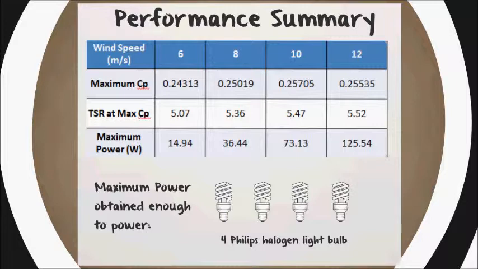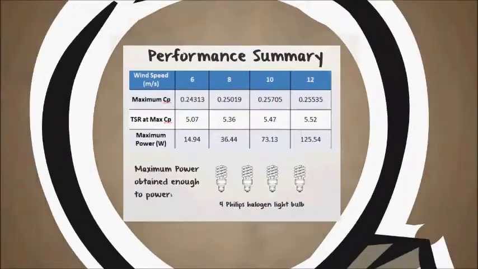Due to careful structural considerations during the design stage, the wind turbine was able to survive the 12 meter per second wind speed and provide a maximum power of 125 watts, which was enough to power 4 Philips light bulbs. Quite remarkable for a small-sized wind turbine.